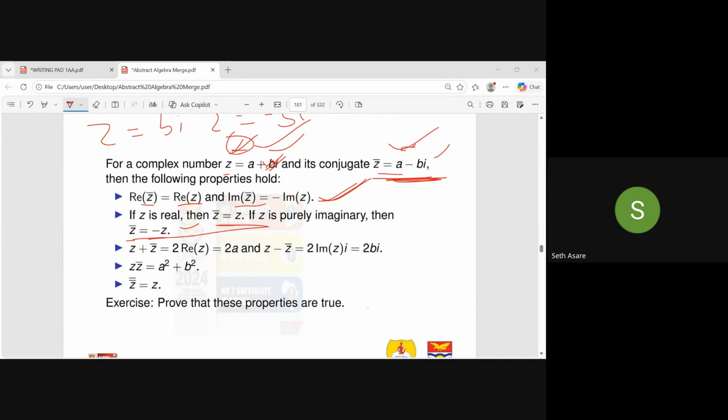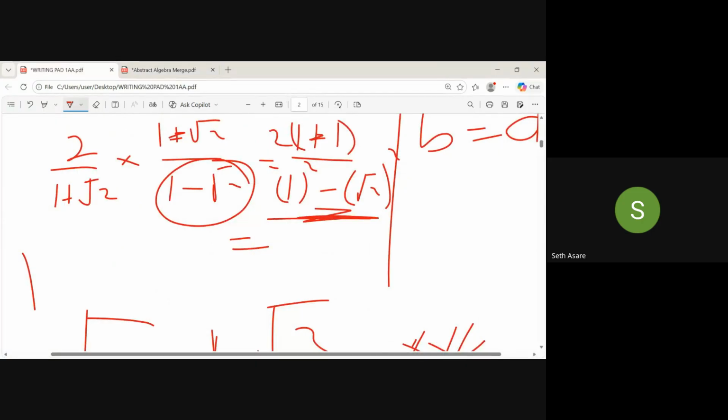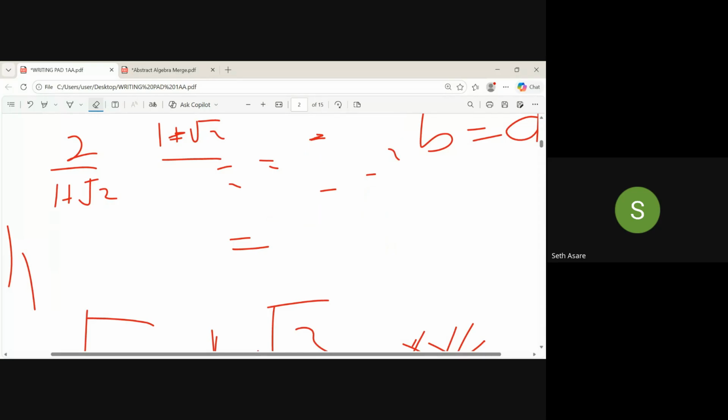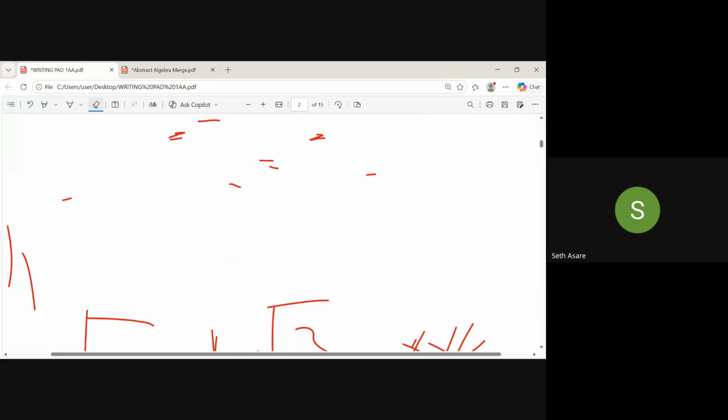What is the conjugate of a conjugate? A conjugate of a conjugate. What will you get? The real. Good. That is it. You have to get the real. All right. You have to get the real. So that is what we are trying to do.